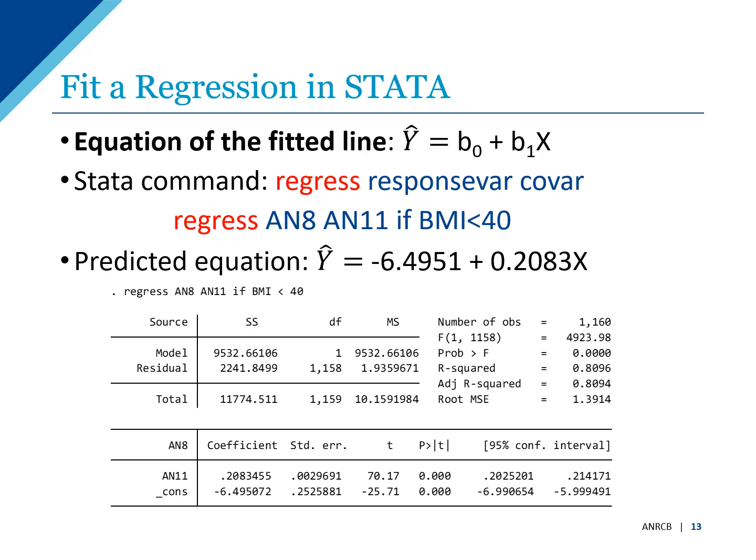Let's revisit our data set and estimate the regression between the covariate AN11, which is children's height or length in centimeters, and the response variable AN8, which is children's weight in kilograms, only focusing on those children with BMI less than 40. Using the function regress in Stata, we get the following output. Keep in mind the order of the variable.